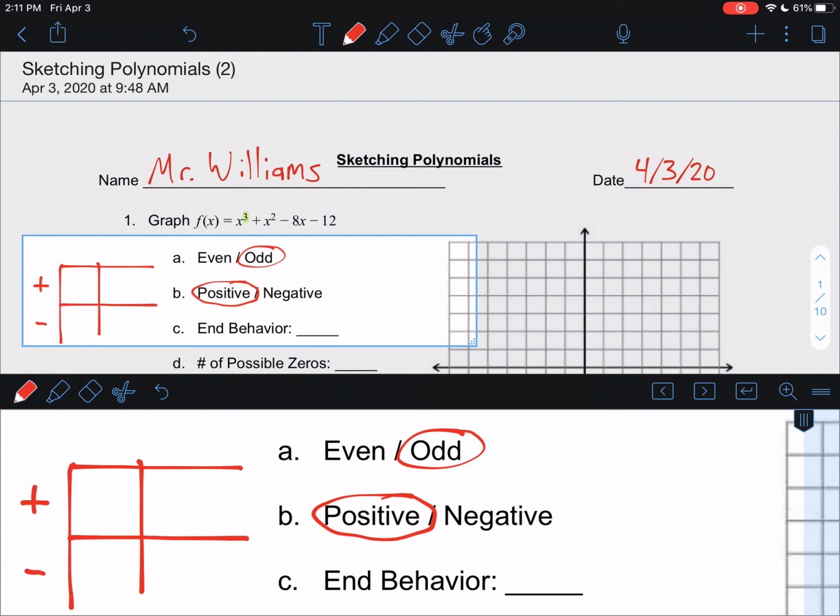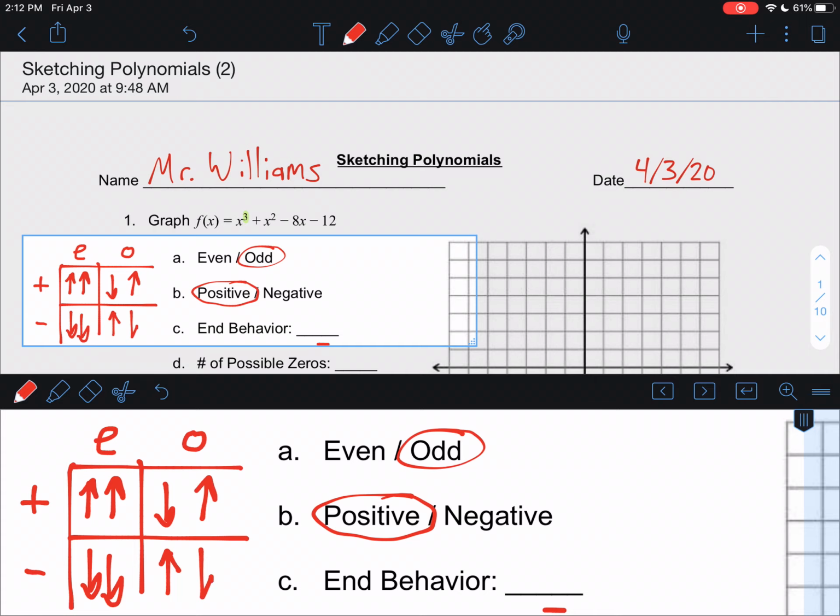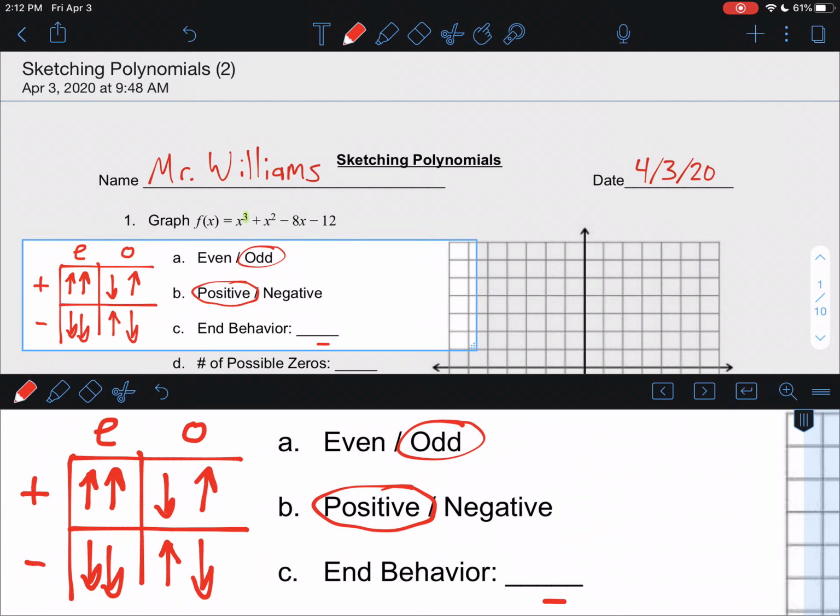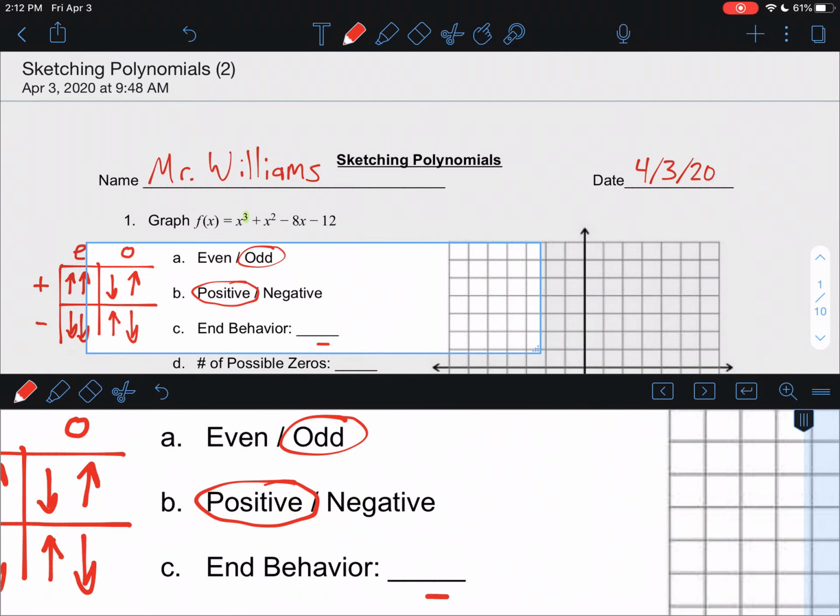Then I have positive, negative, we'll say even or odd. So if a polynomial is positive and even, its end behavior is going to look like two up arrows. If a polynomial is positive and odd, its end behavior is going to look like a down arrow and then an up arrow. If a polynomial is negative and even, it's going to be two down arrows. And if a polynomial is negative and odd, it's going to be up, then down. So since this one is odd and positive, that means we are doing the down, then up.